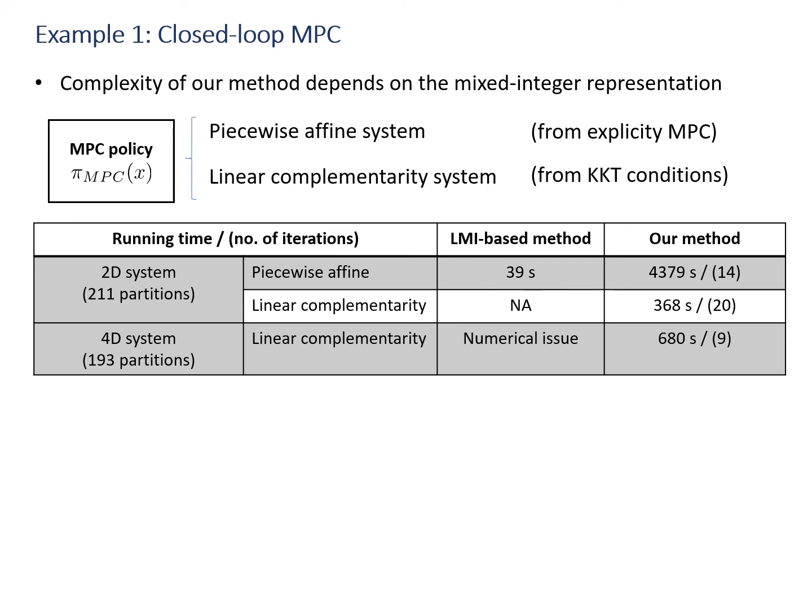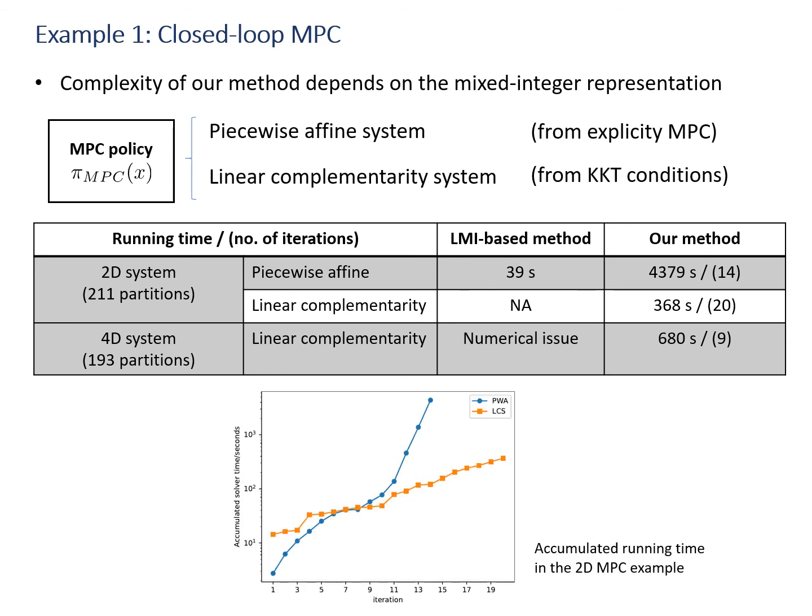As shown by the rightmost column, although our method finds a Lyapunov function of order 2 in both representations, using the linear complementarity system representation is able to cut the total running time to around 1/10 of that of the piecewise affine representation. The accumulated running time in this 2D MPC example is plotted in the figure, where the time is shown in log scale.